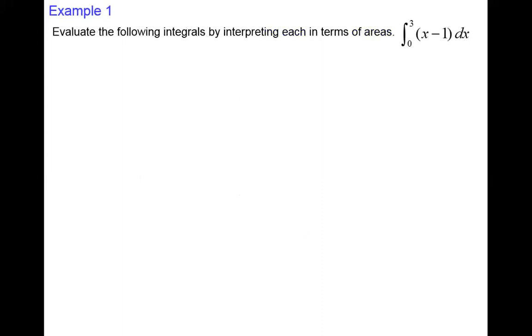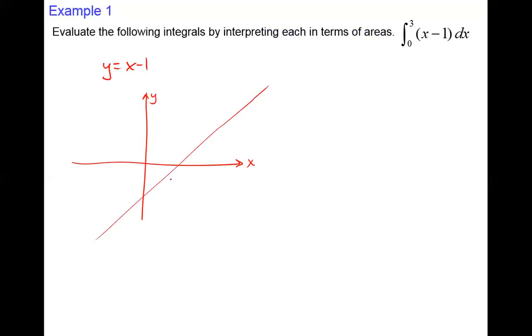Let's solve a few problems using the net area. Example number 1. Evaluate the following integrals by interpreting each in terms of the areas. Integral from 0 to 3 of the function x minus 1 dx. The function x minus 1 is just a linear function. The y-intercept is -1, the x-intercept is 1. I can draw a line through -1 and 1, and the limits of integration are from 0 to 3.